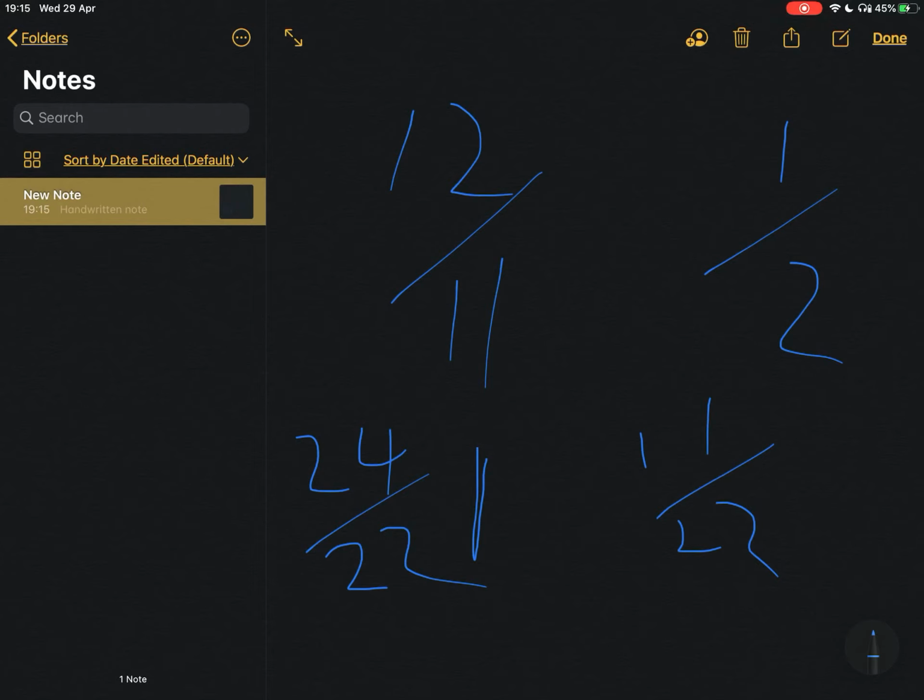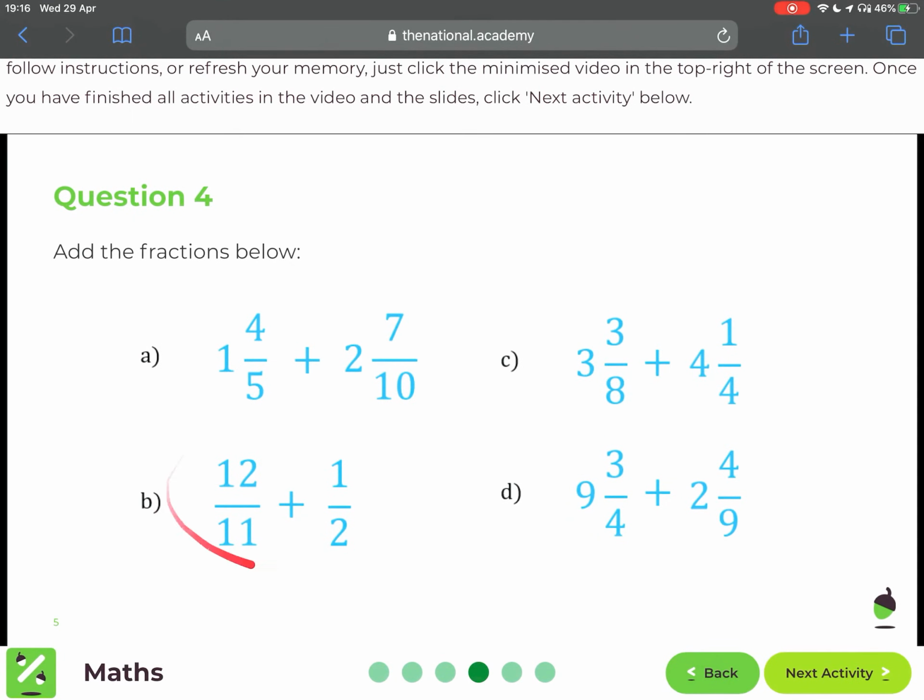One and how much? 35 22s, which would make 1 and 13 22s. So the answer for question 2 would be 1 and 13 22s.